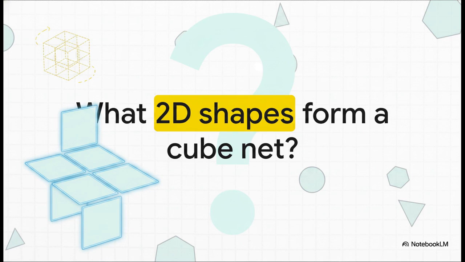Well, because a cube has 6 flat faces that are all perfectly equal squares, the net of a cube is made of exactly 6 connected squares. If you can visualize that in your mind, you have officially mastered the translation between the second and third dimensions.